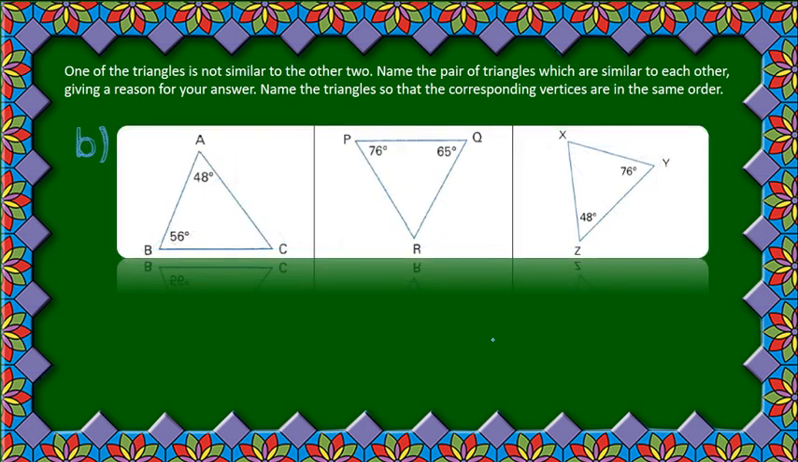Then for B, we're going to follow the same procedure. We have a 48 degrees, and we don't see a 40, we see a 48 over here. Then we see 65, 56, but we don't see it anywhere else. So there's none of these that look similar. That means we're going to have to find the third angle for this one, or even this one. Let's start with the first one.